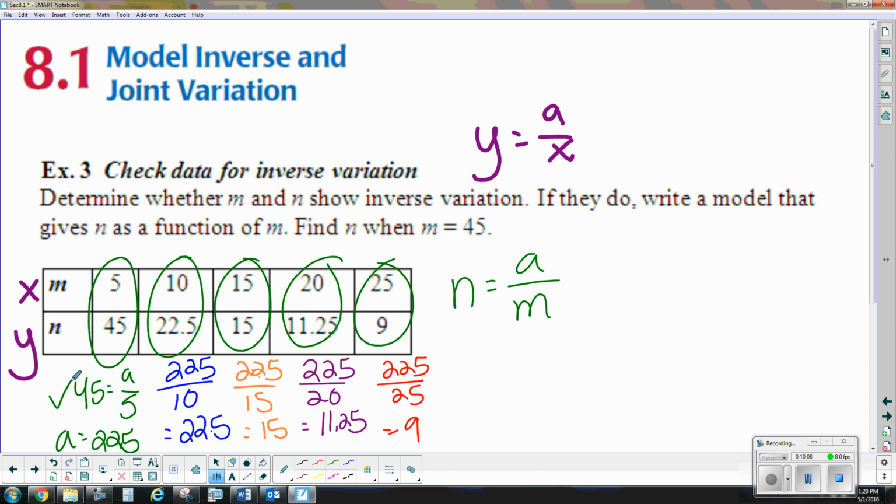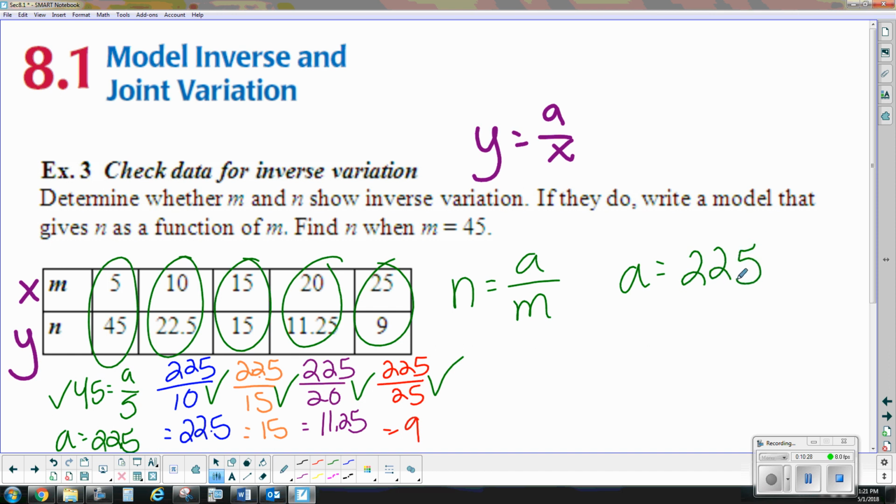Well, yes in this case. Yes, yes, yes, and yes. So if you do the math, 225, our constant, divided by our m, our independent variable, is always equal to our dependent variable in this data set. So therefore, a equals 225.